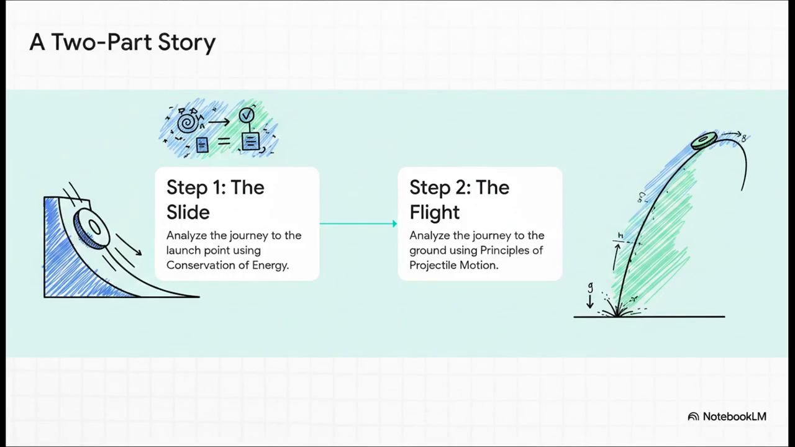So we're going to split this problem into a two-act play. Act 1 is the slide. This is where our disk is sliding down, trading height for speed. The perfect tool for that? The law of conservation of energy. Then comes Act 2, the flight. The moment the disk leaves the ramp, it becomes a projectile. And for that, we'll switch gears and use the principles of projectile motion. Two parts, two different tools.